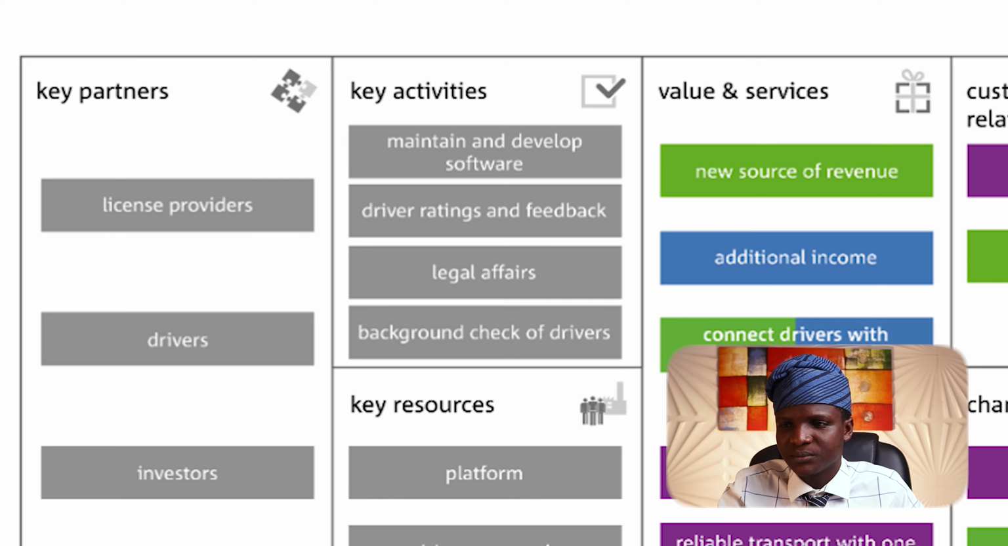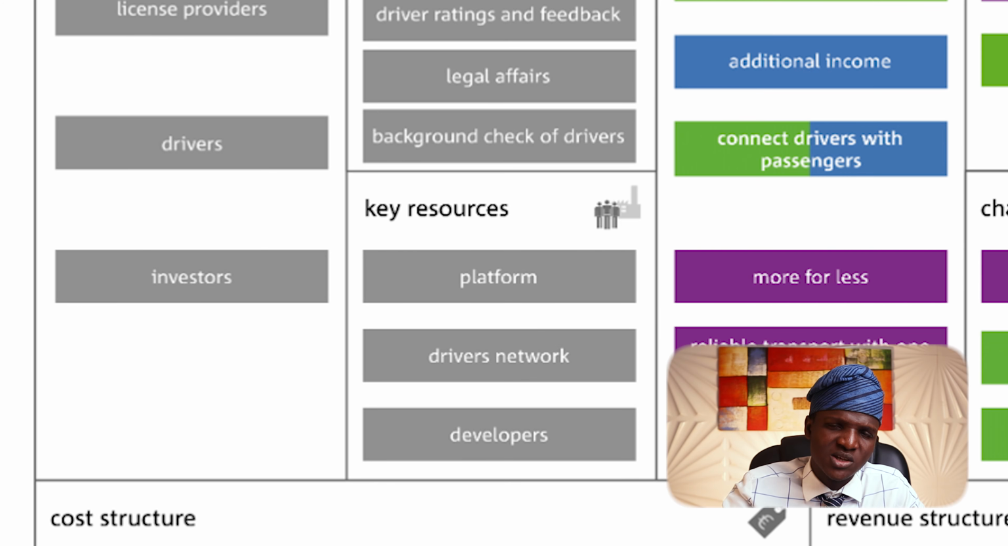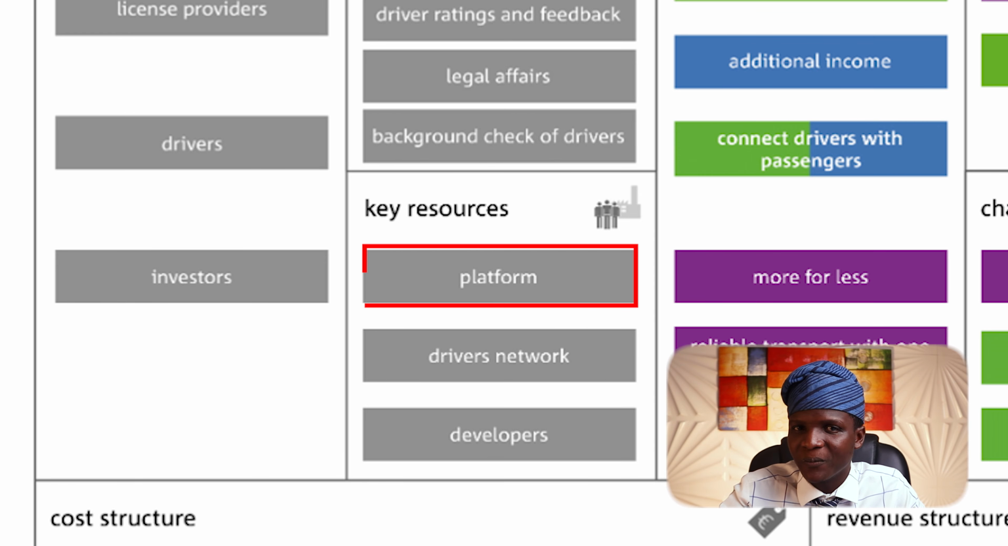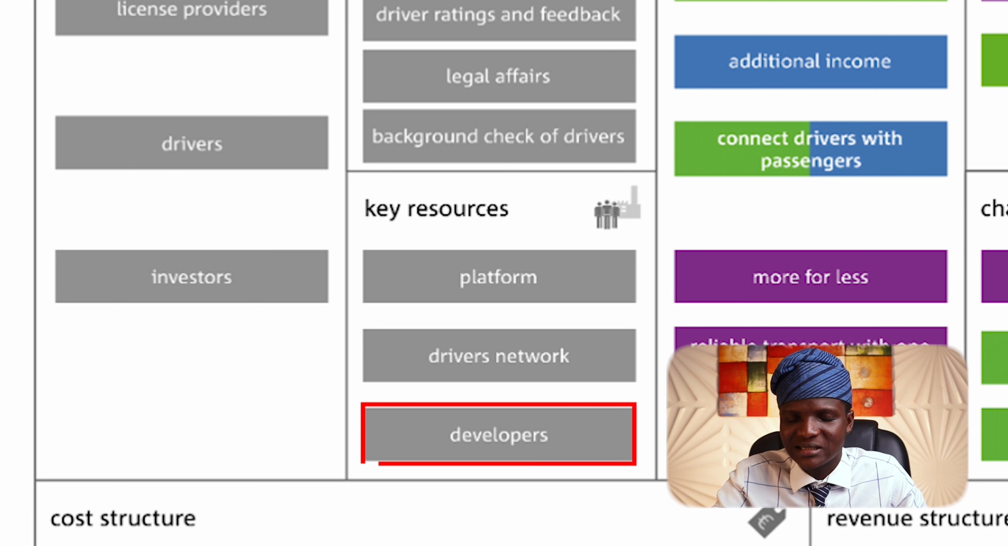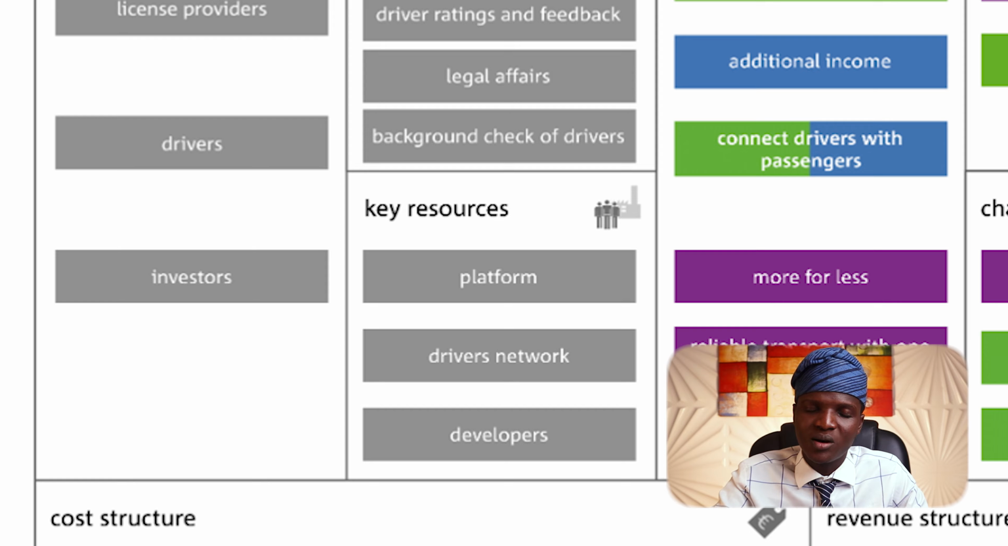And we also have what? Key resources. What are those resources or assets that keep their business running? They have 3: number 1, the platform, which is the app. Number 2, we have the drivers network. And number 3, they also have their developers. They realize that these 3 are their assets, their key resources, and they need to find a way to maintain them. Do you realize that it's not only instruments, tools, and technologies that are part of their key resources? They realize that developers and the driver network are part of their key resources.